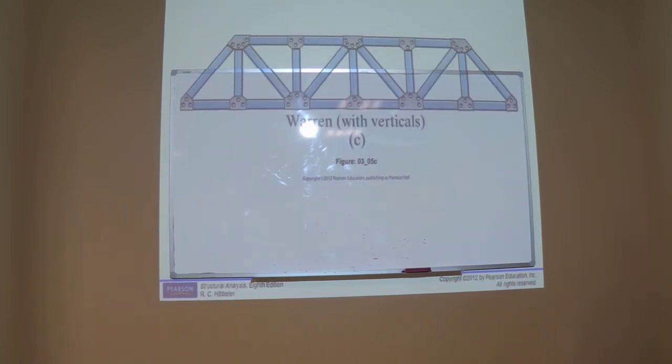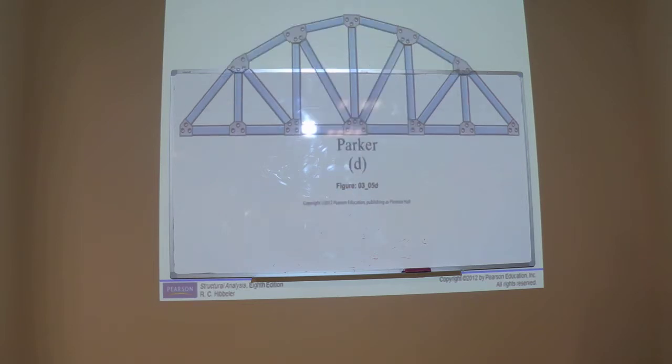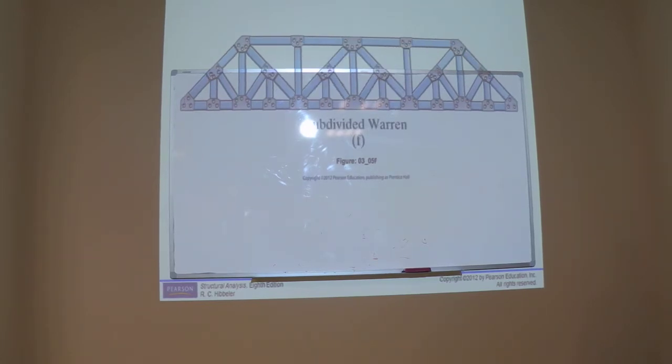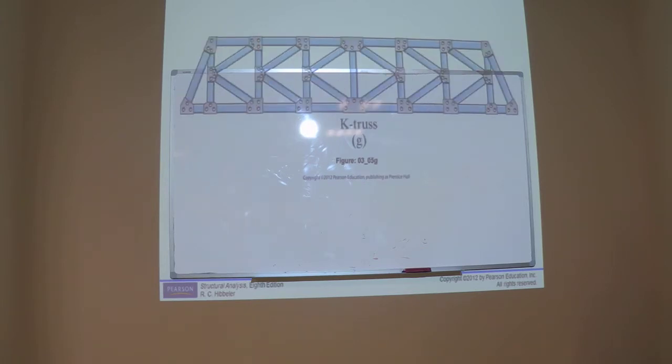Now this is Warren with verticals. This is Parker bridge truss. This is Baltimore. This is one place in USA which is known as Baltimore. Subdivided Warren, K truss.